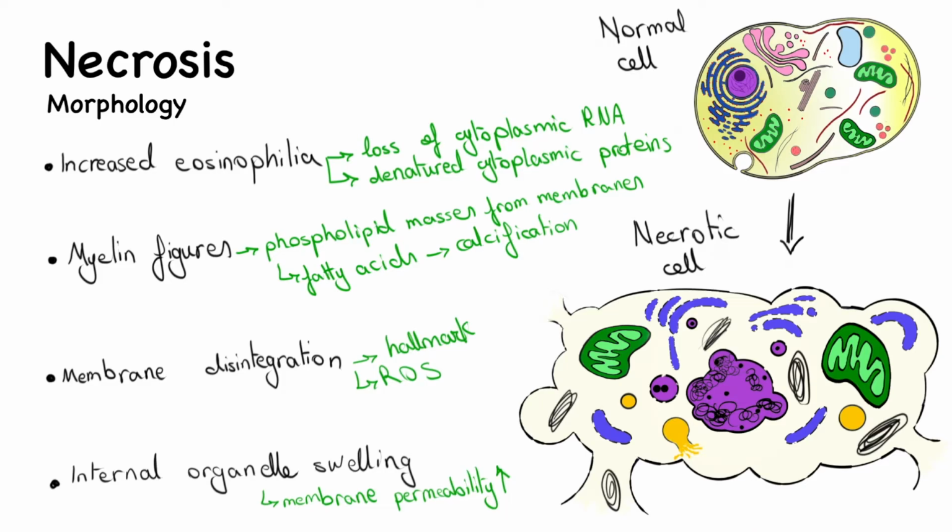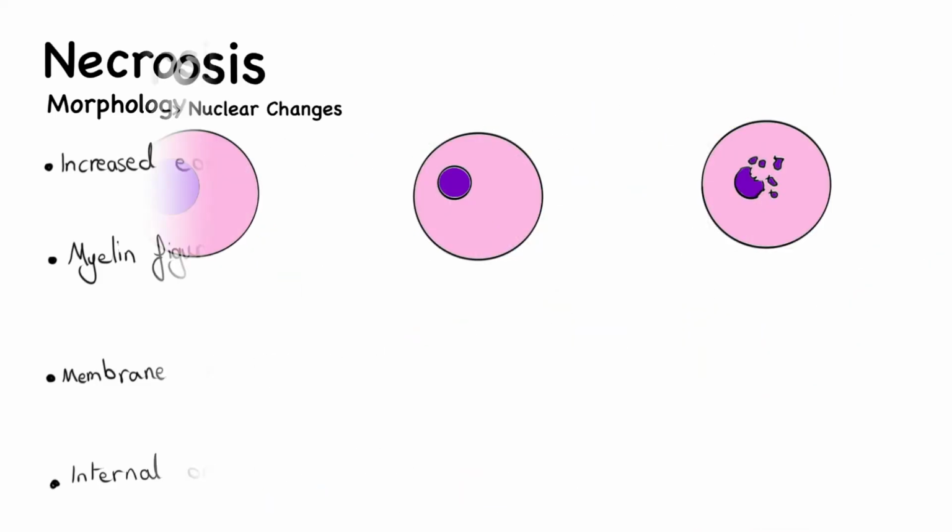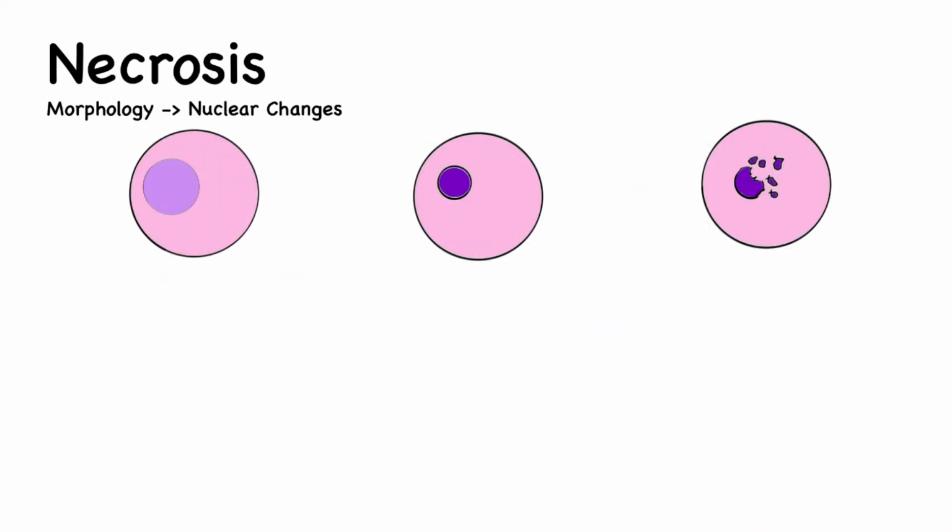You can also see our swollen cell here on the right. You can see how it has got bigger in comparison to a normal cell. You can see the myelin figure as well as the swollen mitochondria, internal organelles, and you can see how the membrane is getting disintegrated.